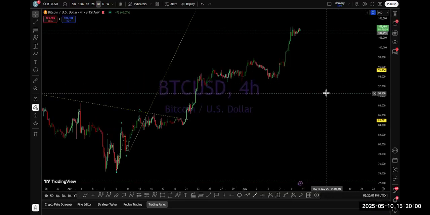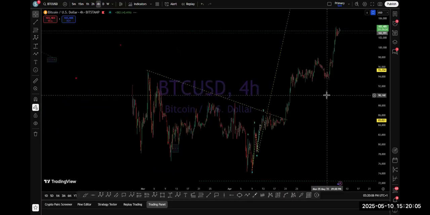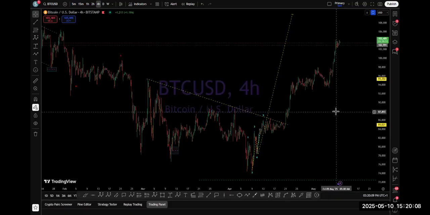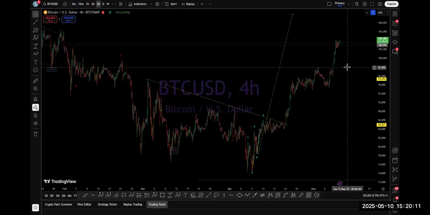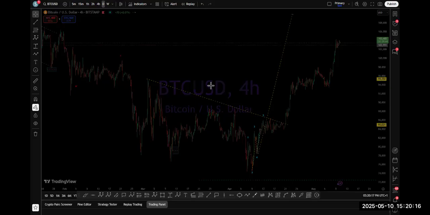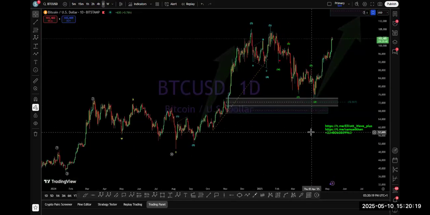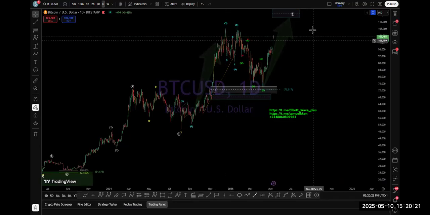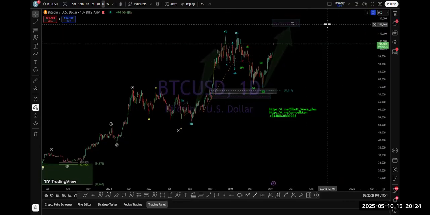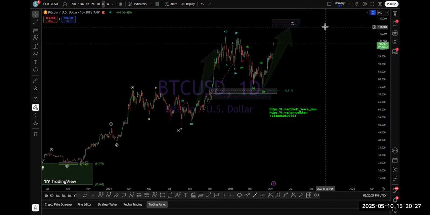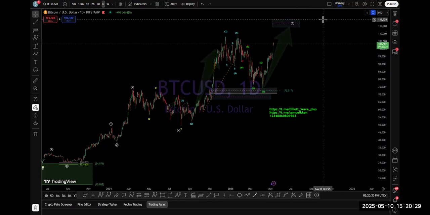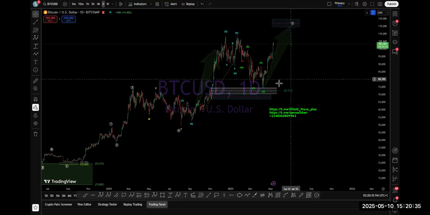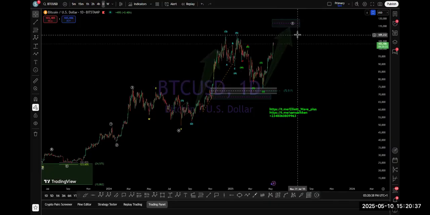Bitcoin is moving as expected. So Bitcoin, my target remains 114. Now it is 103,480 or thereabouts. So Bitcoin is going in accordance with our analysis. So once it comes to this 114, this is the zone, 114,480 to 119,300. So this is the zone.